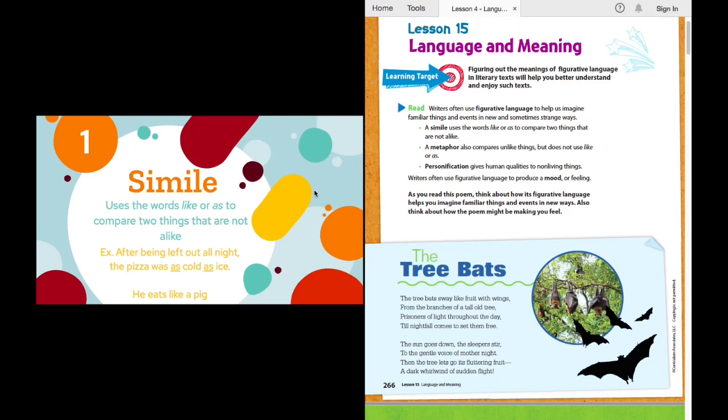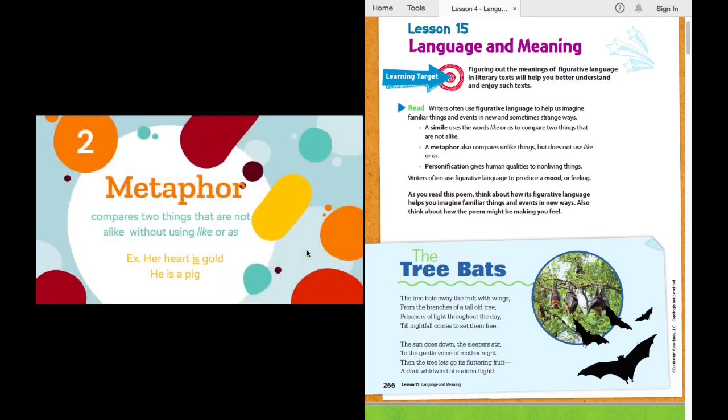He eats like a pig. Obviously, he's not a pig, but he eats like a pig, right? So that means he's probably eating in a messy way, or maybe he's eating a lot, right? So that's what a simile is. It's when the author uses the words like or as to compare two things that are not alike. So make sure that if you're thinking that it's a simile, make sure that the words like or as are in the sentence.